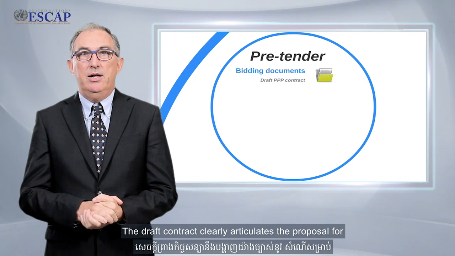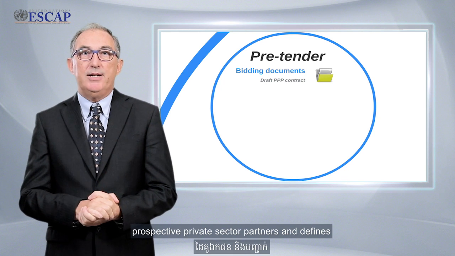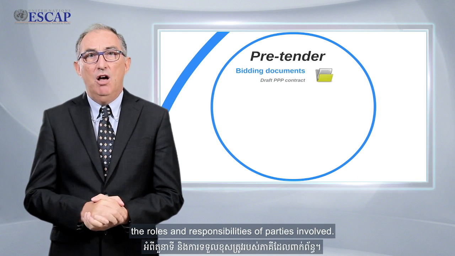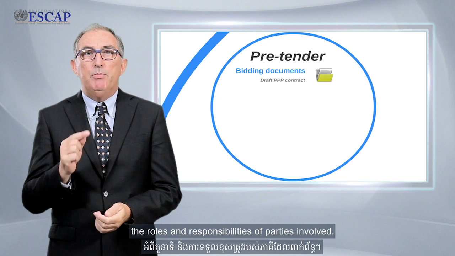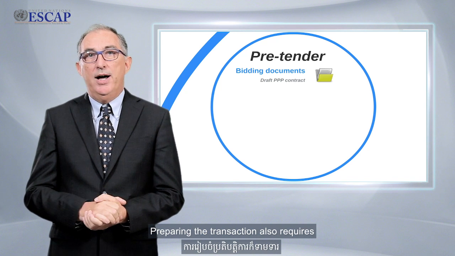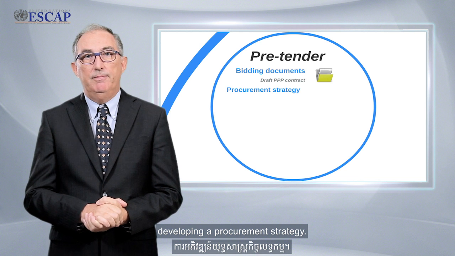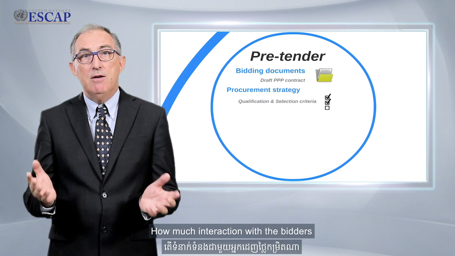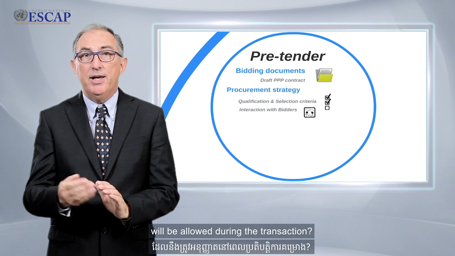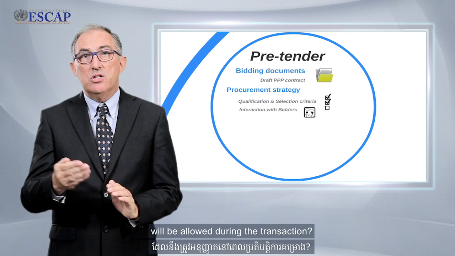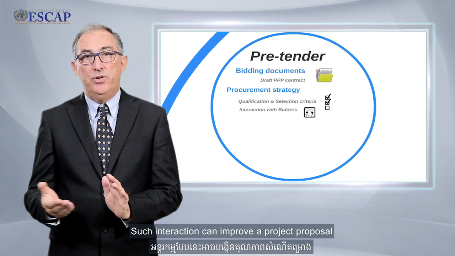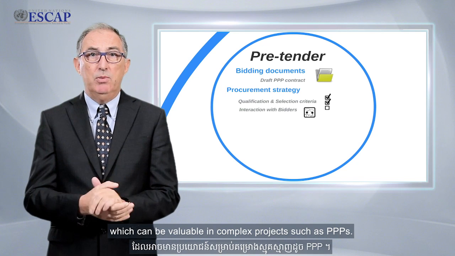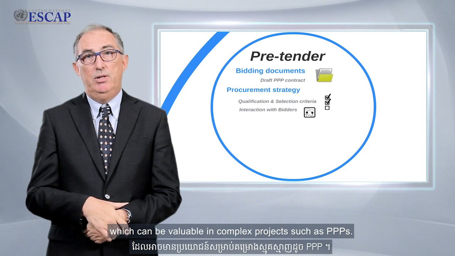The draft contract clearly articulates the proposal for prospective private sector partners and defines the roles and responsibilities of parties involved. Preparing the transaction also requires developing a procurement strategy. What will be the criteria used to evaluate candidates? How much interaction with the bidders will be allowed during the transaction? Such interaction can improve a project proposal by incorporating bidder recommendations, which can then be valuable in complex projects such as PPPs.